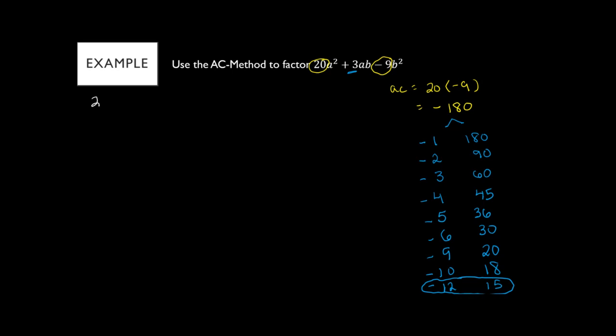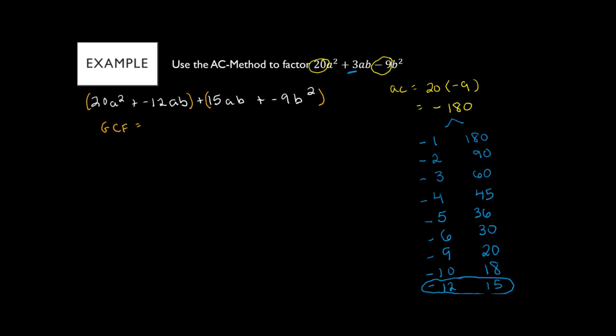So when I rewrite this, I've got 20a squared plus -12. And then because the middle is AB, I'm going to put AB there. So whatever your variable is in the middle, that's the variable you use. Then I have plus 15AB, and then plus -9b squared. So I'm going to group the first two and the last two and make sure there's a parenthesis in between.